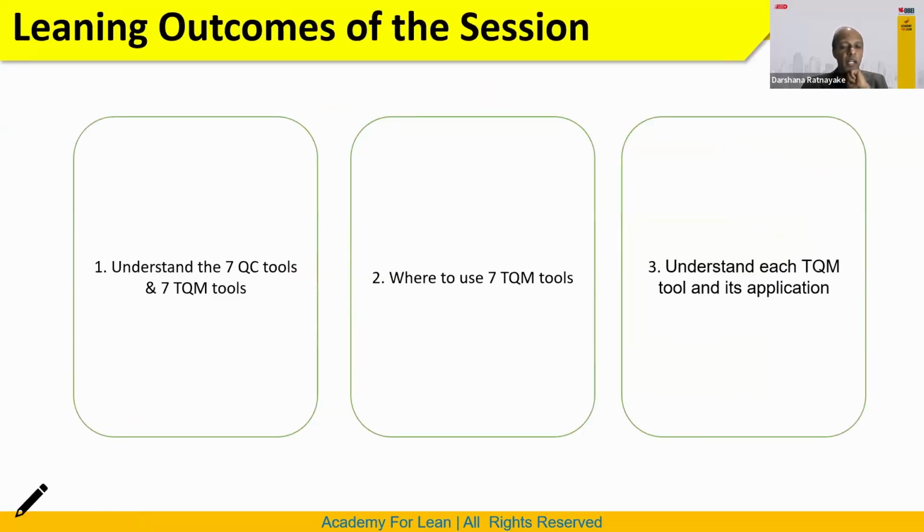So today we'll write down the learning outcomes before we go to the content. The first outcome of the day is to understand the 7 QC tools and 7 TQM tools. What we are going to understand is that there are 7 QC tools and there are 7 TQM tools. That is what we are learning today.